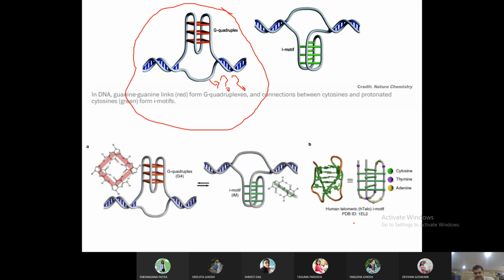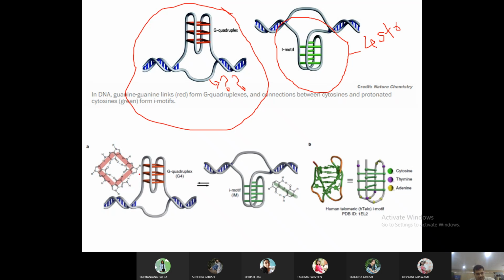And to their surprise, they found that in the test tube these cytidine residues are forming a 4-stranded DNA, which is very surprising, because these are pyrimidines. They have only one surface, but still they are forming 4-stranded DNA.